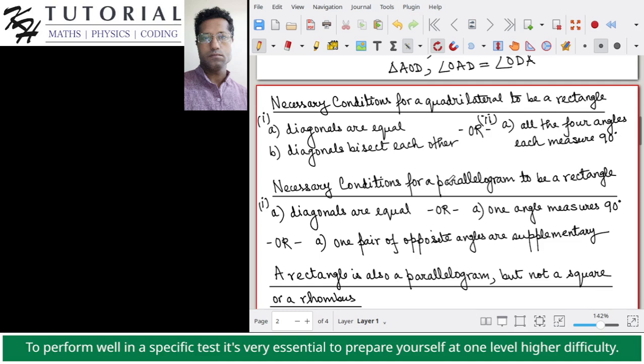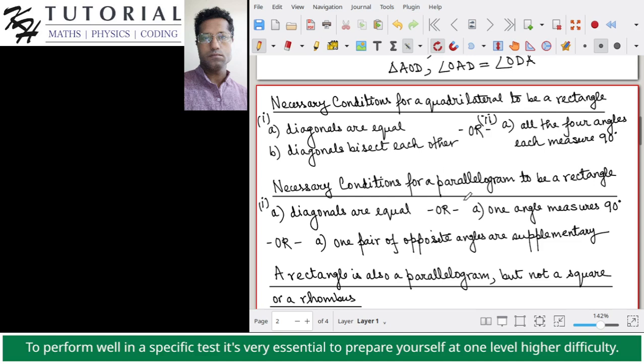Why? Because for a quadrilateral, the first possibility, the two mandatory conditions were diagonals are equal and diagonals bisect each other. Now, in a parallelogram, the diagonals always bisect each other. So condition B is already satisfied. So we just need to have condition A, that is diagonals are equal. So in a parallelogram, if we see that the diagonals are equal, we can immediately say it is a rectangle.